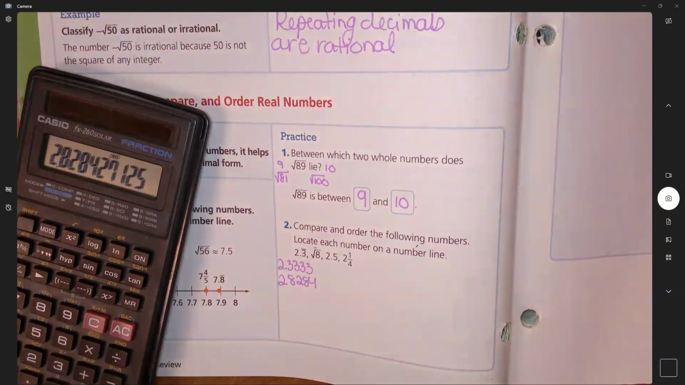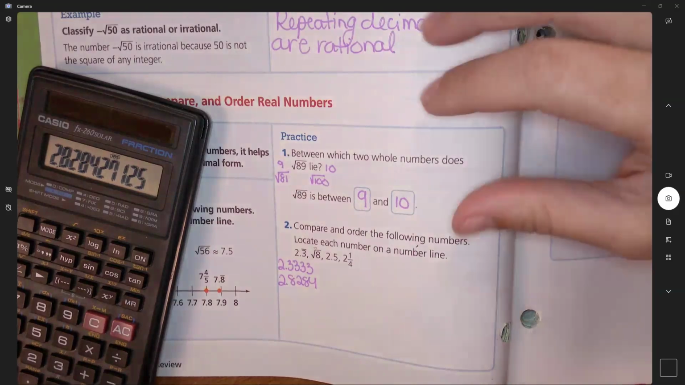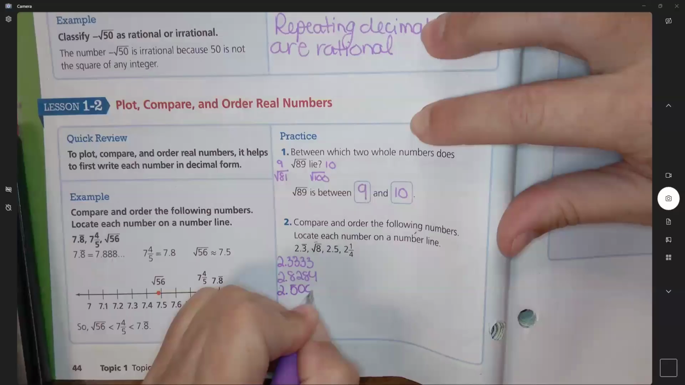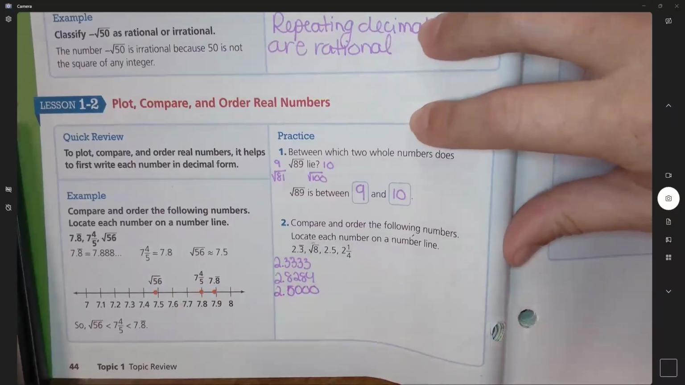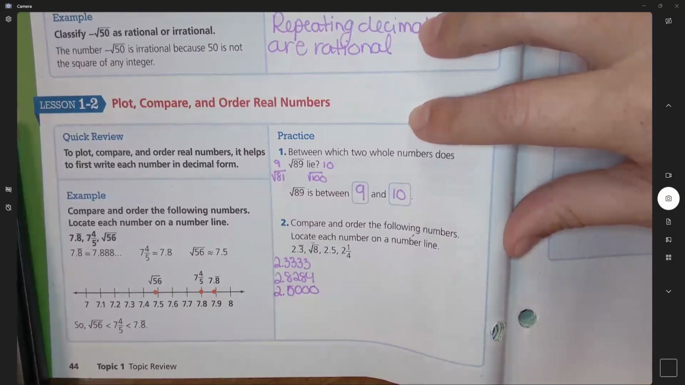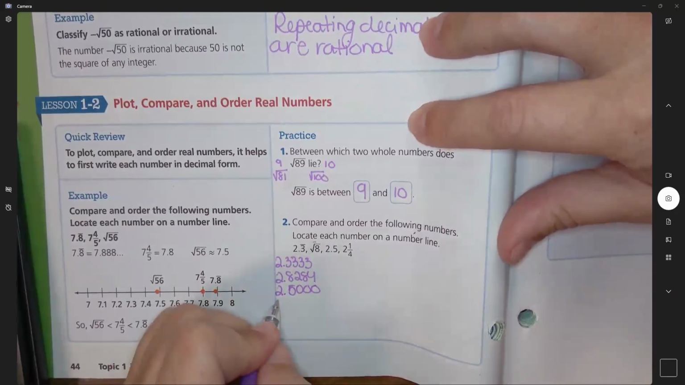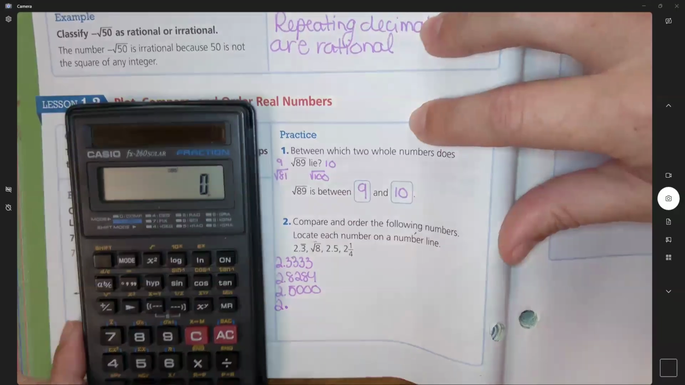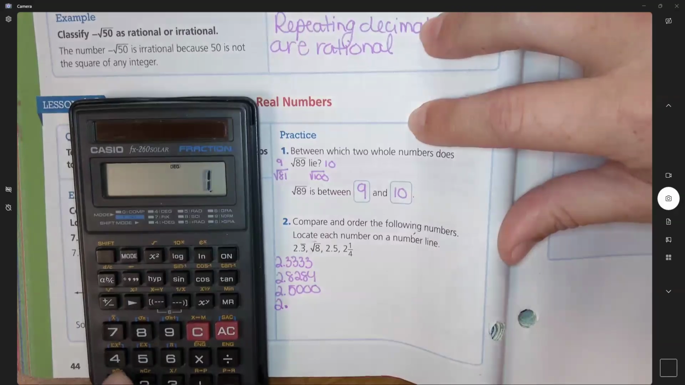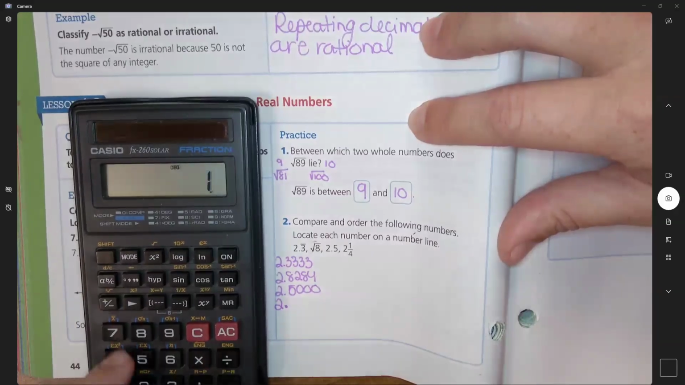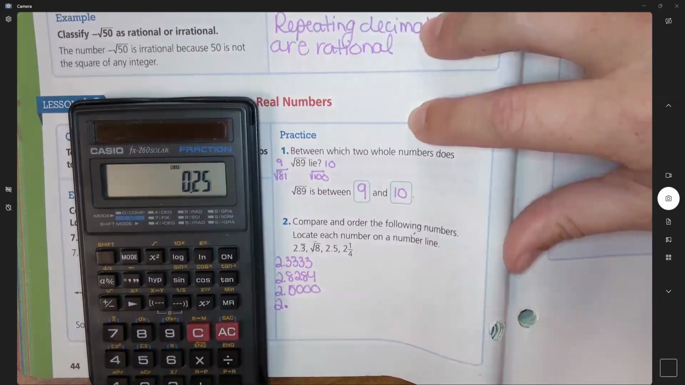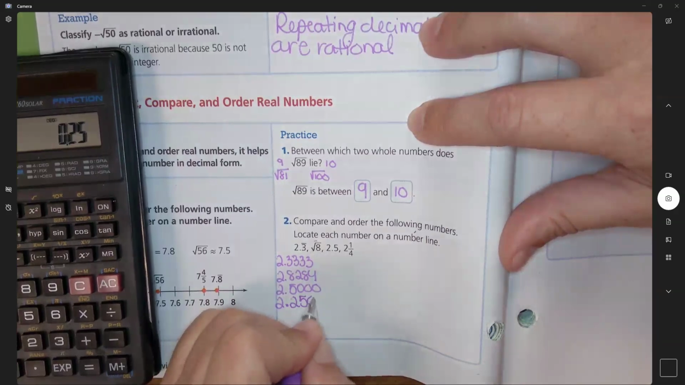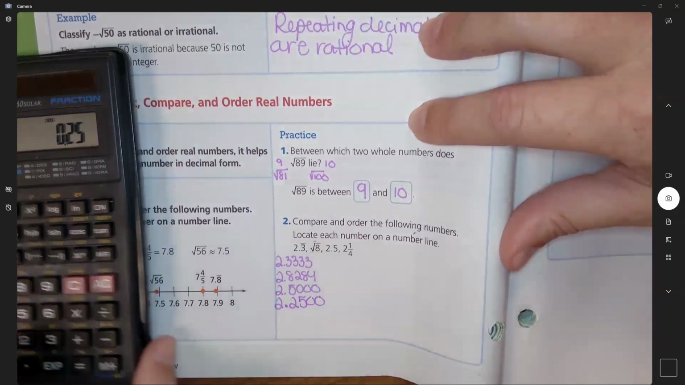Then we have 2.5, which is just that. If you want to add some zeros here so everything makes sense, that's fine too. And then we have 2 and 1/4. The 2 goes on this side of the decimal, and if you forgot how to make 1/4 into a decimal, divide the numerator by the denominator, and it's 0.25.